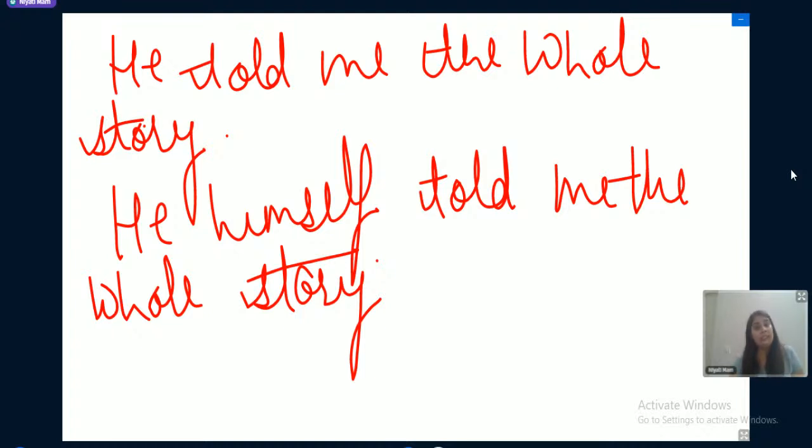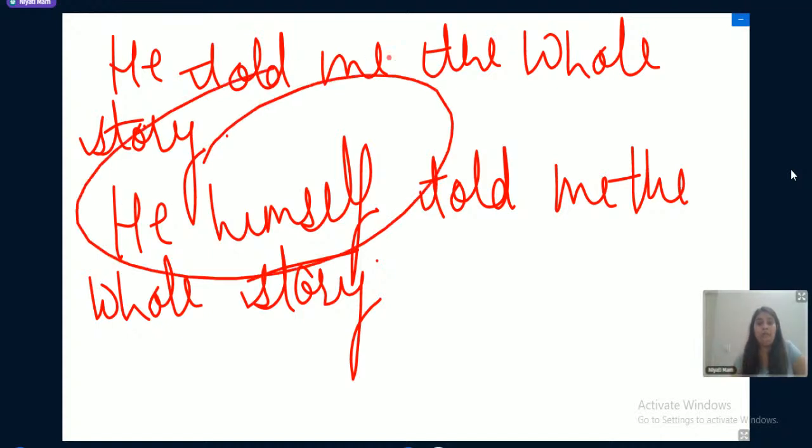In both the sentences, he is telling you the story. In the first, you make it very normal: he told me the whole story. In the second, you made it very precise: he himself told me the whole story. See, this is the basic difference. The basic difference is what you want to convey through your sentence. If it is very normal that he told you the story, you can say he told me the story. If you want to emphasize, he himself told me the whole story, then you need to use emphatic pronouns here. Is that clear to everyone? So this is the basic difference.